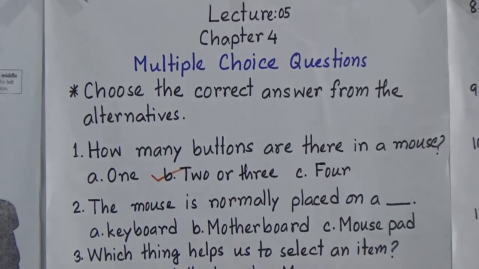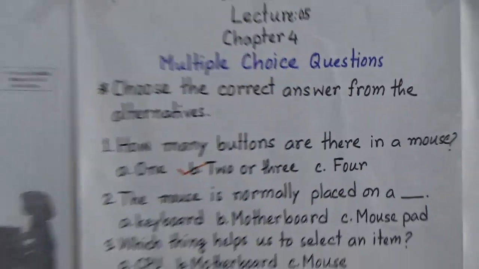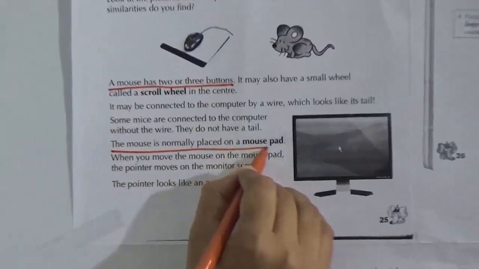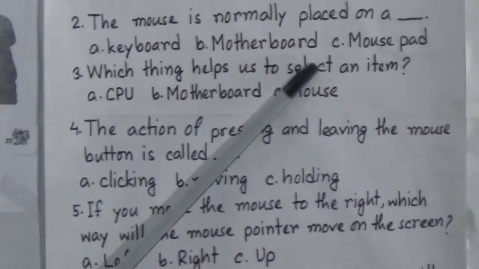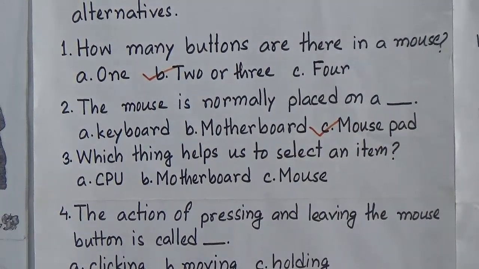Now number 2. The mouse is normally placed on a dash, and the options are A. Keyboard, B. Motherboard, and C. Mouse pad. So what is the answer? Okay, let's find it out. Now look, it's given there. A mouse is normally placed on a mouse pad. So what will be our answer? Our answer will be option C, mouse pad.